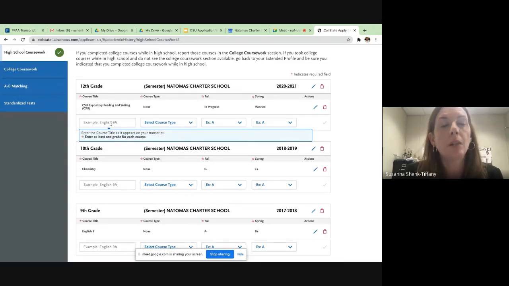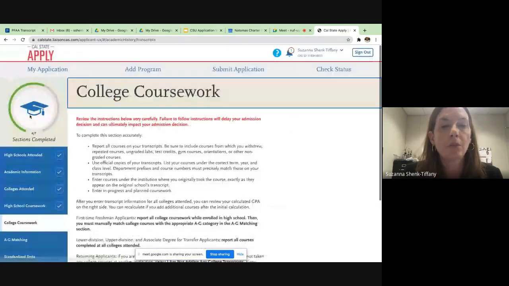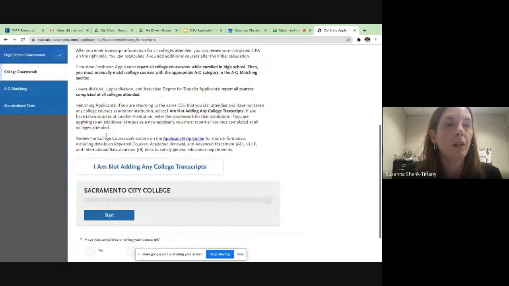Okay. So there are some courses you will not put down because they're too individual, like senior experience. Senior experience is not A through G. It's too individual, so we don't put it in here either. Then you're going to go into college coursework, and again, whatever college classes you have, you'll put those in.